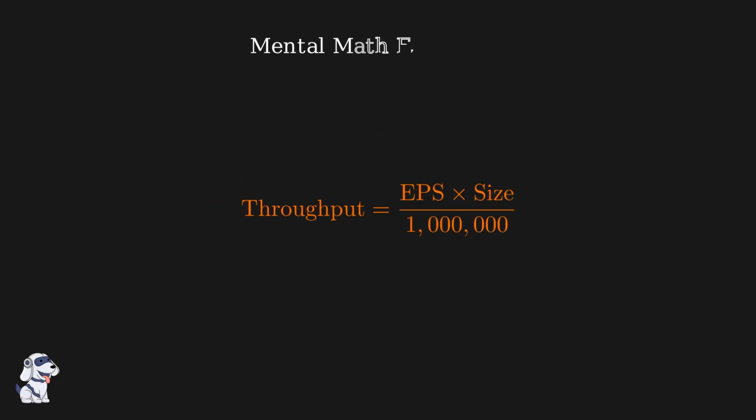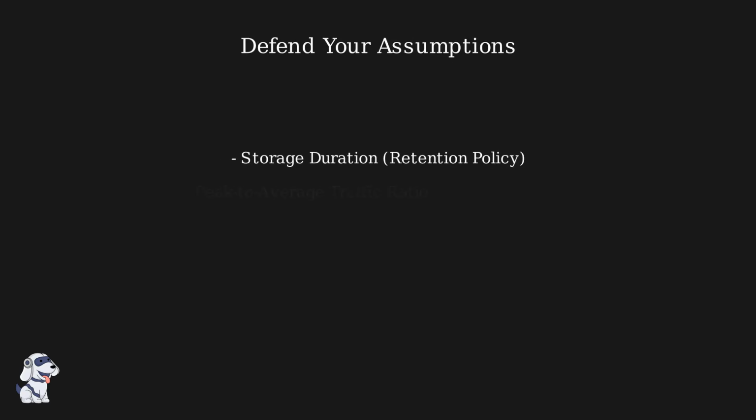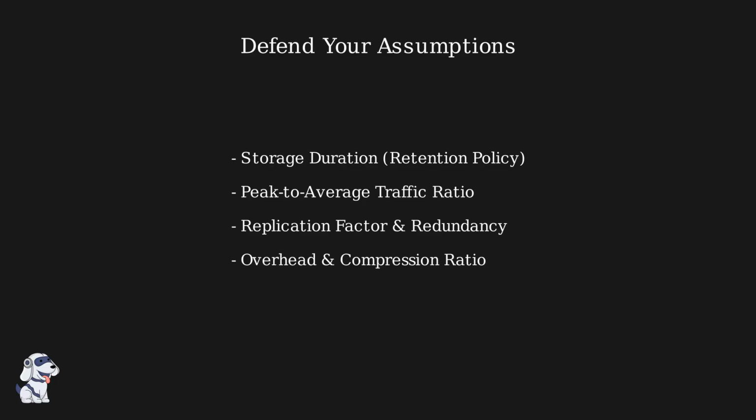To excel in your system design interview, you must master the core mental math. Always remember, throughput equals events per second times event size divided by 1 million to find megabytes per second. You are not expected to know every variable, but you are expected to justify every assumption you make. Whether it is storage duration, peak to average ratios, or replication factor, be ready to defend your reasoning.